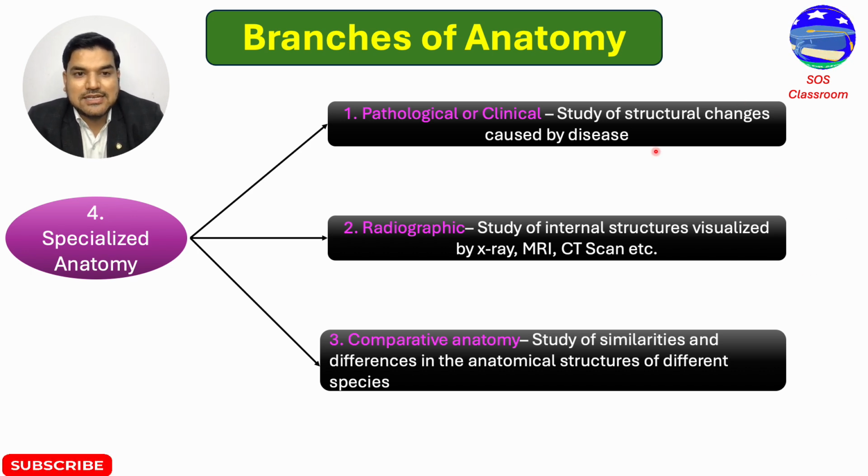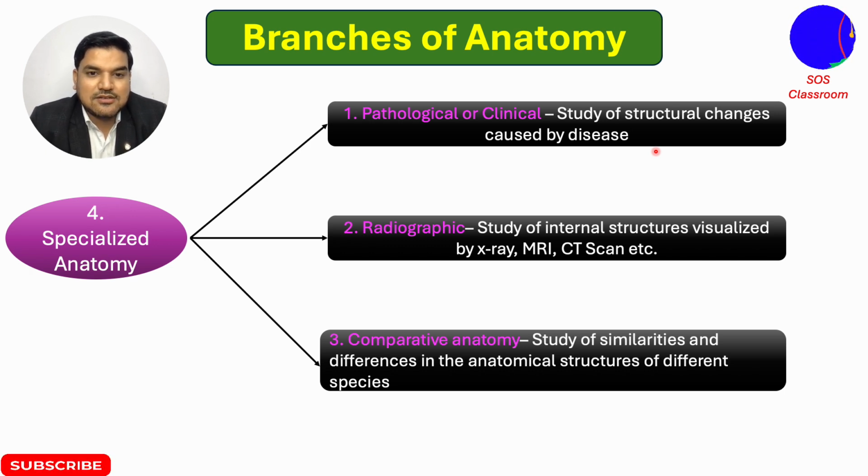Specialized anatomy is again divided into three sections. First is the pathological or clinical, second is the radiographic, and third is the comparative anatomy. Pathological clinical means you are doing the anatomy in the case of disease conditions. For example, you are suffering from any disease, for example, myasthenia gravis or Alzheimer's disease. In that condition, you are studying the patient's brain. That comes under the pathological or clinical anatomy.